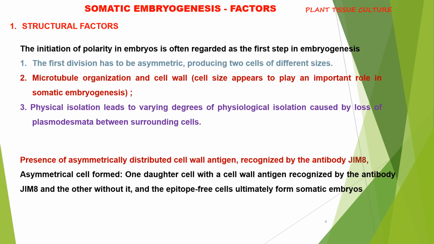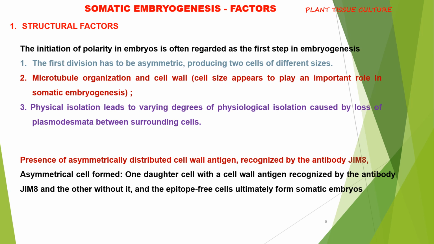Structural factors. Somatic embryos are formed from single bipolar cells. The initiation of polarity is believed to be the first step towards embryogenesis. In some plants, like carrot, the first division is asymmetric, giving rise to a small, densely cytoplasmic apical cell and a large vacuolated basal cell. The smaller cell forms the embryonic cell.